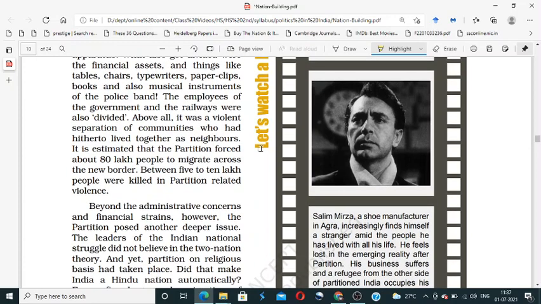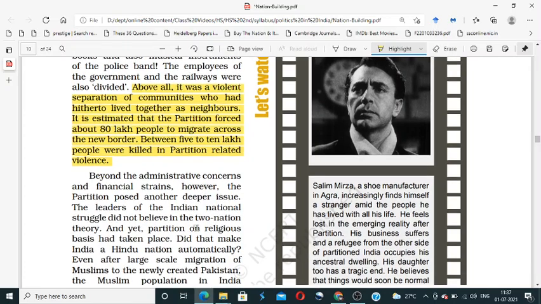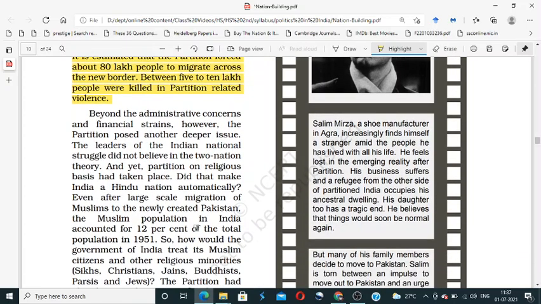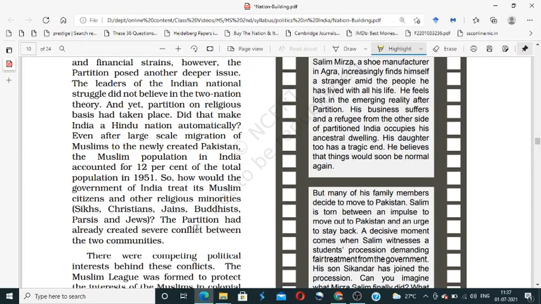Above all, it was a violent separation of communities who had lived together for generations. For hundreds of years, these people were living together. It was not just a separation of the land, it was a separation of the heart. Beyond the administrative concern and financial constraint, however, there was another problem. The leaders were thinking, they were afraid.